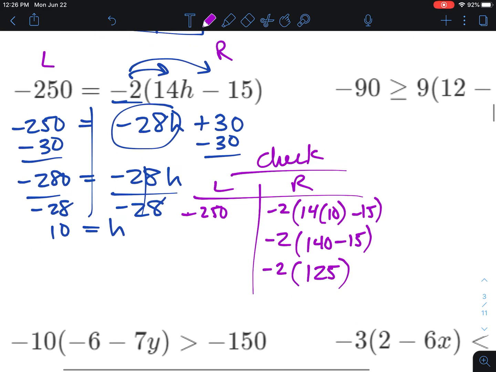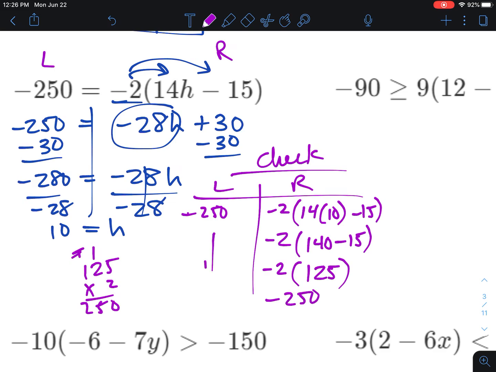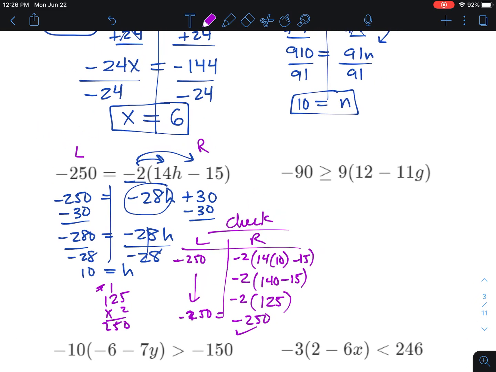And you shouldn't just assume that this works. Definitely don't want to assume. But this is going to work because 125 times 2, if you do all the work here, 2 times 1, 250. So this is negative 250, which is the left side, which means we did it correctly. So you can always go back and check your equations if you're not sure if you got the right answer.